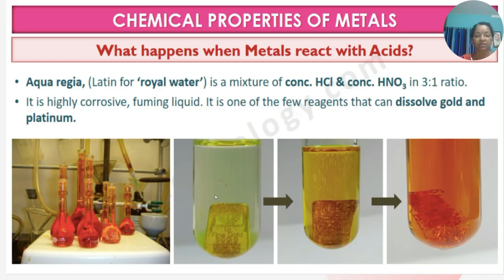See, the picture shows we are keeping a gold metal piece into aqua regia. The color is increasing. You know why? Because the gold is getting dissolved in it. So aqua regia is a mixture of concentrated HCl and concentrated HNO3 in the ratio 3:1. HCl is more in quantity.